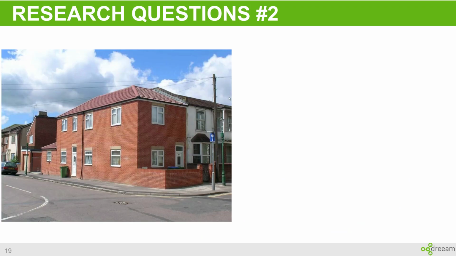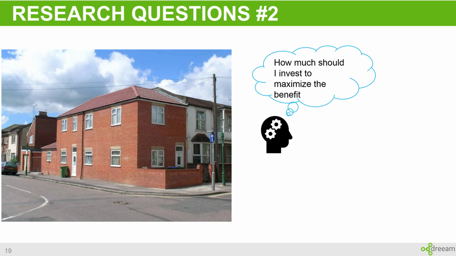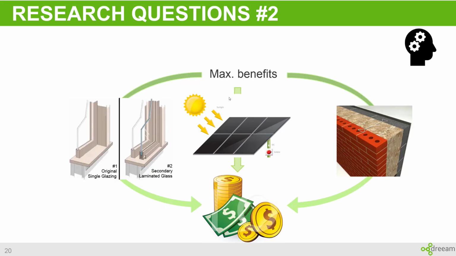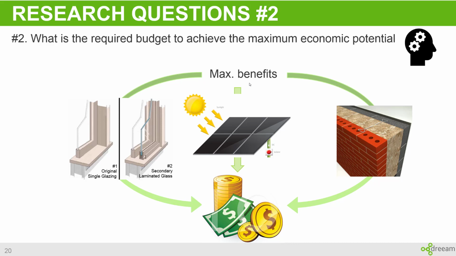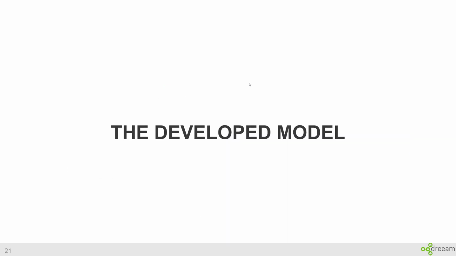The second research question is the opposite scenario. I have a given condition of building, and the question is how much should I invest to maximize the benefit of my investment? In other words, I need to know how much I should spend on the wall, the window, and the PV system. So I need to determine the required budget to maximize the benefit of my project, which is retrofitting the building. What is the required budget to achieve the maximum economic potential of the project?